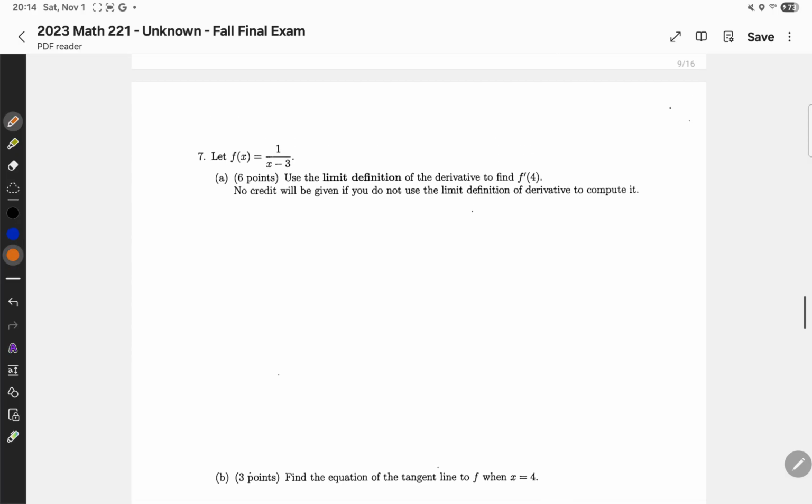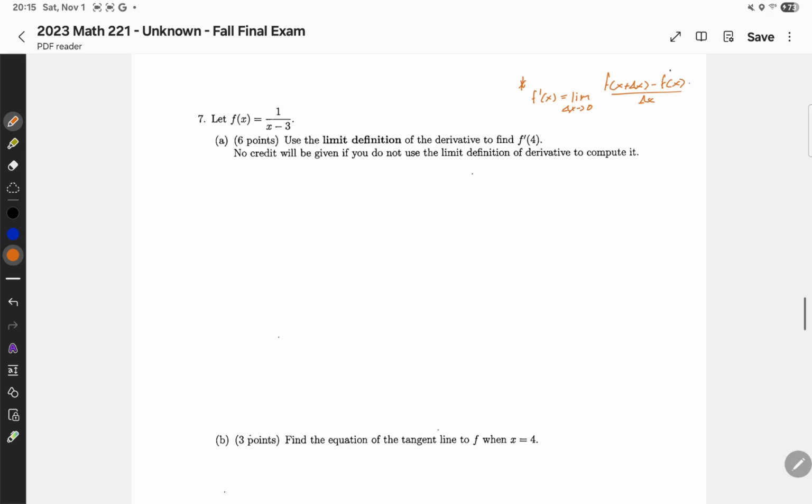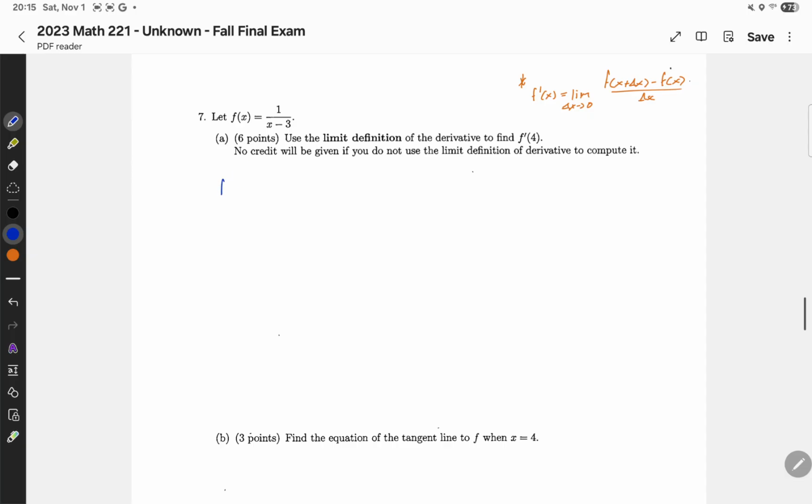So I'll go ahead and just write the limit definition of the derivative in case you forgot. So f prime of x is equal to the limit as delta x, sometimes you'll see this as h as well, as delta x approaches 0 of f of x plus delta x minus f of x all over delta x. So let's go ahead and use this. So we have f of x is equal to 1 over x minus 3.